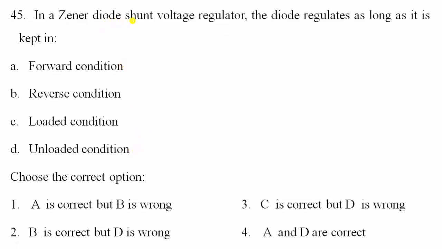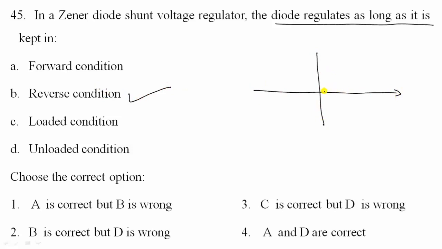45th question. In a Zener diode shunt voltage regulator, the diode regulates as long as it is kept in reverse bias. So this is a very important topic. We should know the characteristics of a Zener diode. The Zener diode characteristics are similar to a normal diode under forward bias. Under reverse bias, it will have a small leakage current, followed by the diode undergoing a breakdown, and that is called a Zener breakdown. So option B is correct, but D is wrong. Nothing but option 2 is going to follow.